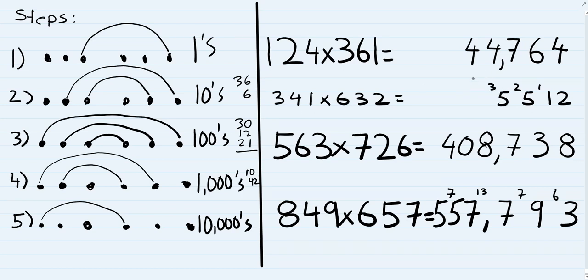So 3 times 6 is 18. 18 plus 3 is 21. So final answer, 215,512. Okay, good job. Keep practicing. The more you practice, the better you'll get.